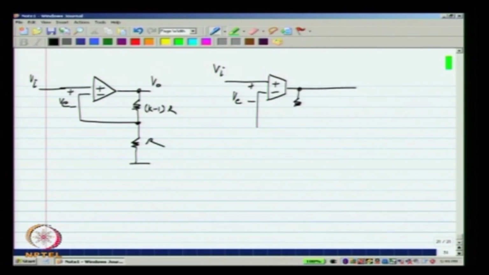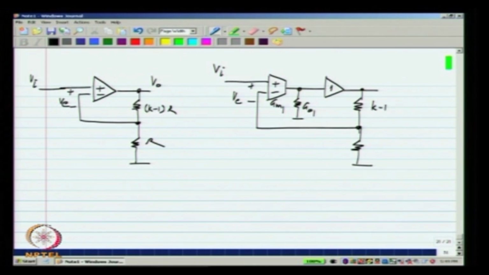And this could have an output resistance G01 or GM1, let us say. Okay. And I will use a buffer to isolate these things just for simplicity, but there will still be a DC gain limitation because of G01 itself. Okay.